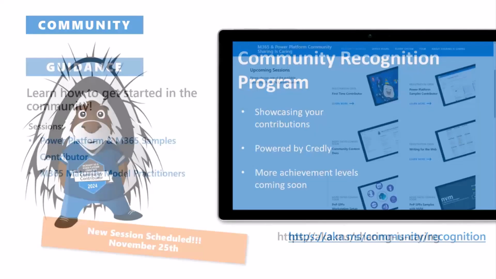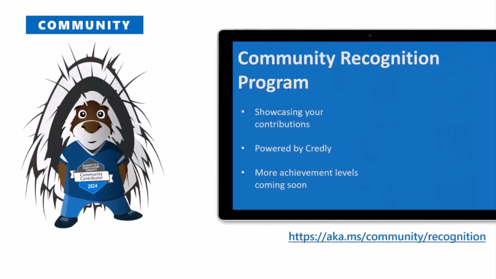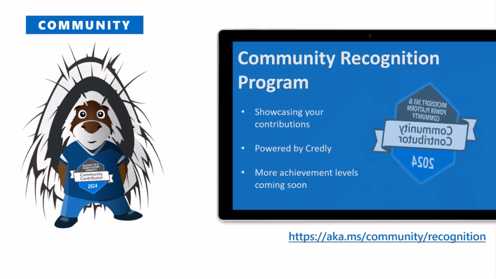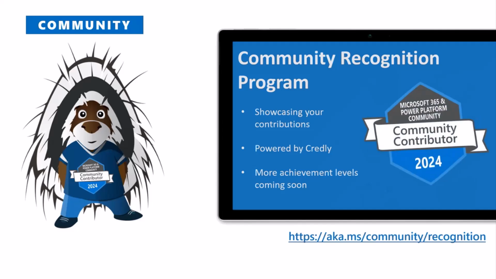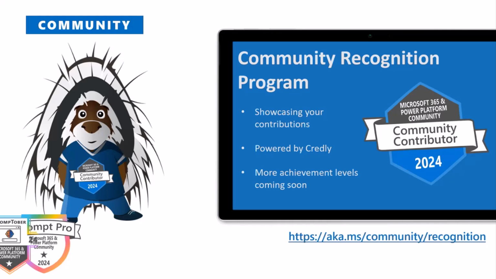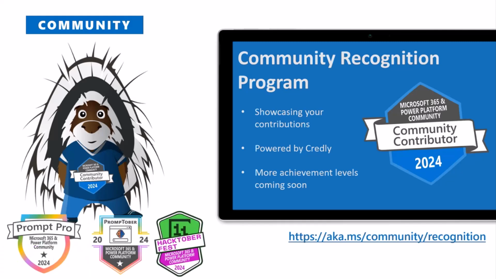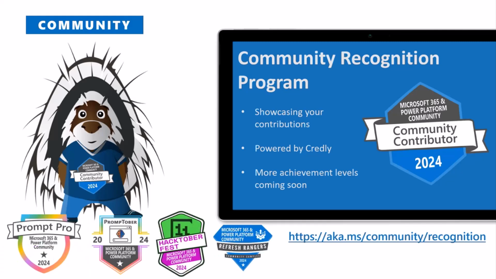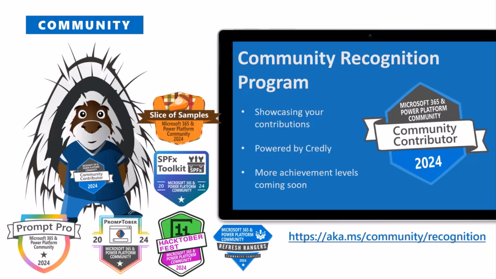And it leads to this, the Community Recognition Program, which is our badge program, because you are amazing and we want to recognize all the work that you're doing. So we got tons of new fun badges. Prompt Pro, we're in the middle of Promptober, Hacktober, just a few days left to still get those. Refresh Rangers, SPFX Toolkit, and now back is our Slice of Samples and Season of Giving. Those are available now. Season of Giving starts in a few days. Slice of Samples is available October to December.